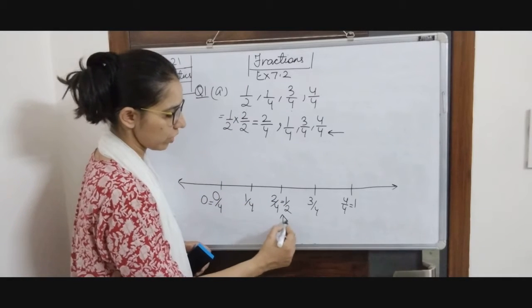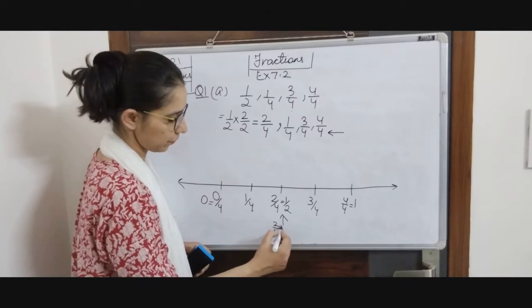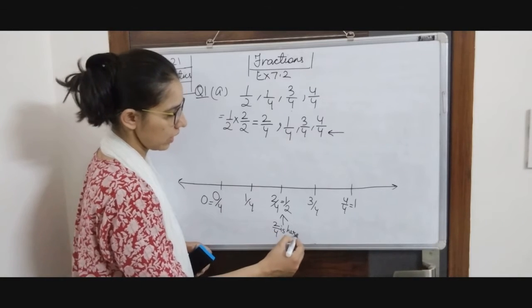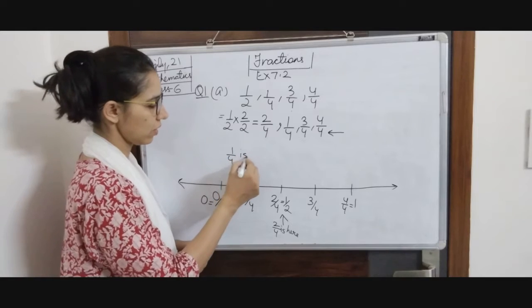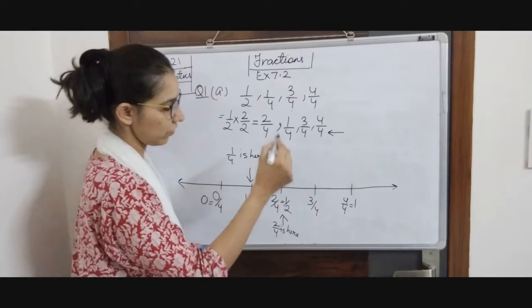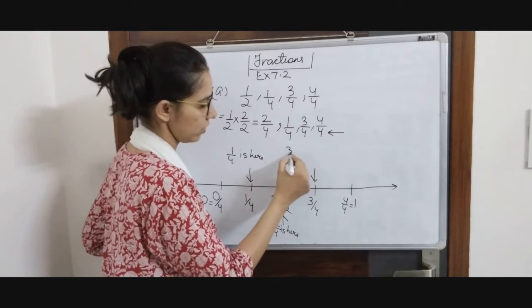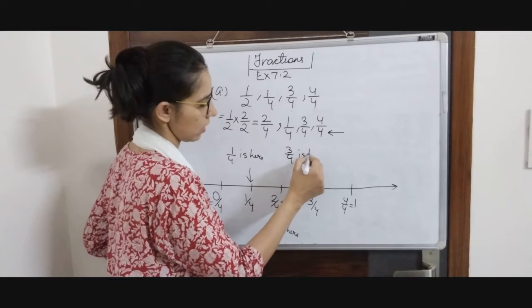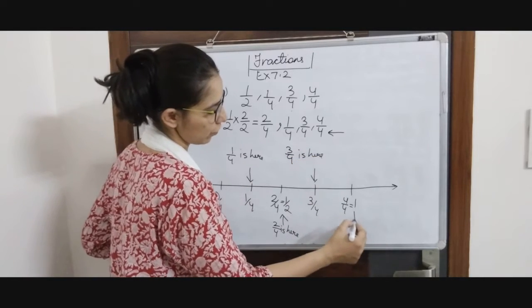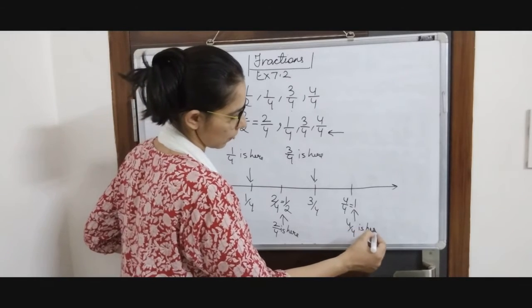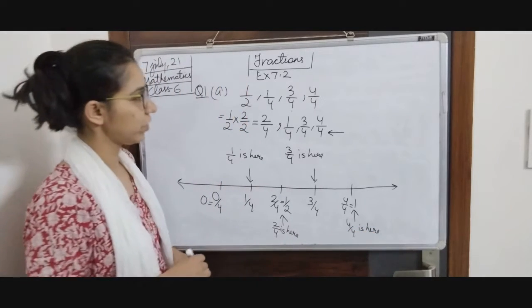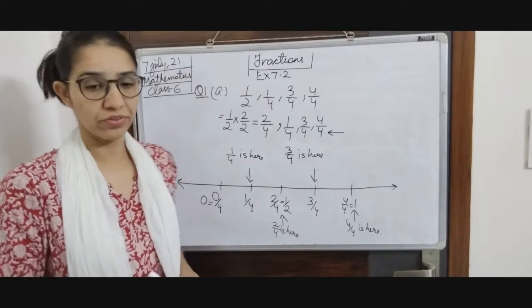So 2 by 4 is here. Next 1 by 4 is here. Next is 3 by 4 is here. And 4 by 4 is here. We have represented all the 4 fractions.